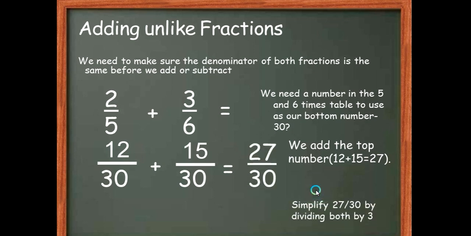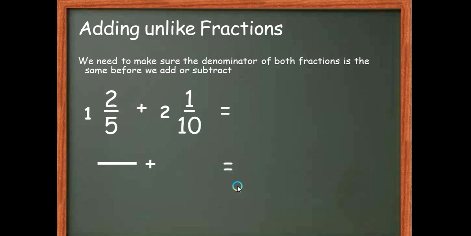Can we still simplify? Yes, we can. We divide both by 3. 27 divided by 3 will give us 9, and 30 divided by 3 will give us 10. We can still simplify further to their simplest form. Now here we need to make sure the denominator of both fractions is the same before we add or subtract.